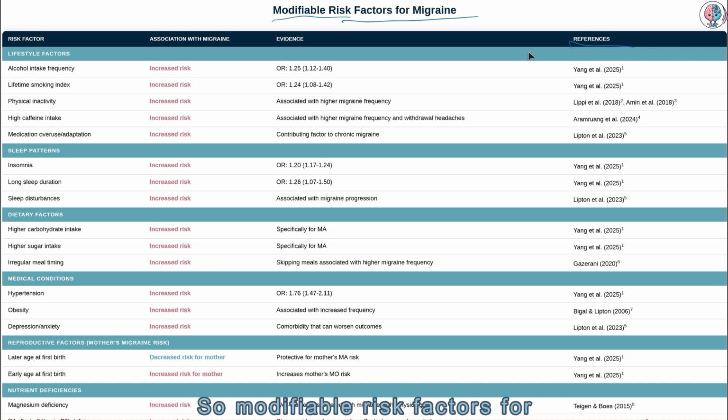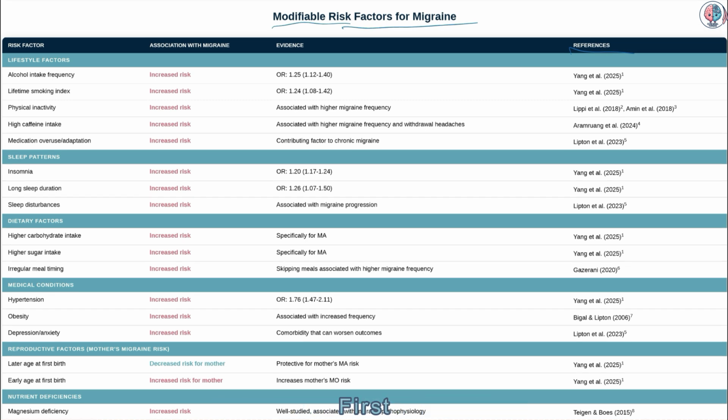So modifiable risk factors for migraine often get overlooked, but they are very important. First, we have to define what modifiable risk is. What are modifiable risk factors? What does this mean? So these are conditions or behaviors that increase disease risk, but they can be changed through lifestyle modifications or medical interventions.